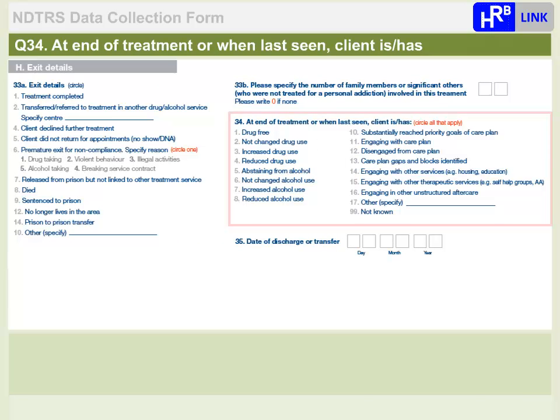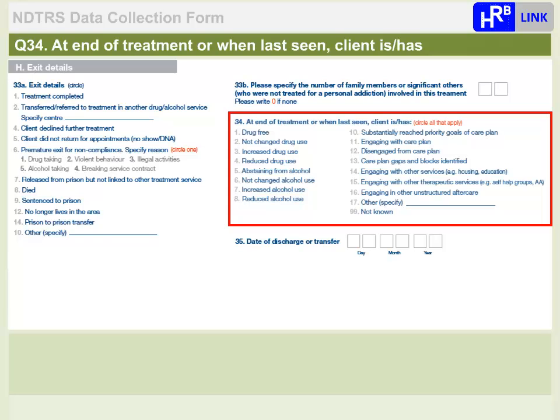Question 34, at end of treatment or when last seen, client is or has. The exit details of the form have been significantly changed. The revised form will try to capture more meaningful information on the condition, outcomes and progress of clients when they leave the service. Information about changes in drug and/or alcohol use, about progress with their care plan if applicable, and about engagement with other services on the road to recovery can now be collected.